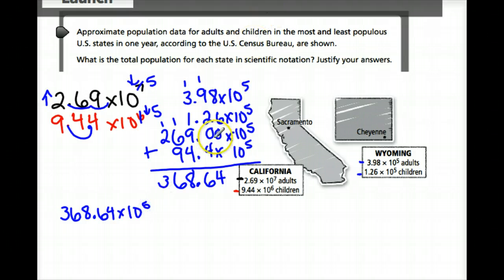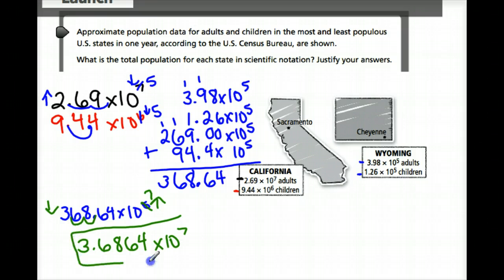Well, we all know this is not in scientific notation. In order to put it in scientific notation, we need to move this over twice. So we now have 3.6864. Since that number went down, that means this number goes up 2 times, which gives me times 10, 5 plus 2 is 7. So there we go. Our answer for the entire population for these two states, California and Wyoming, is 3.686 times 10 to the 7th people.